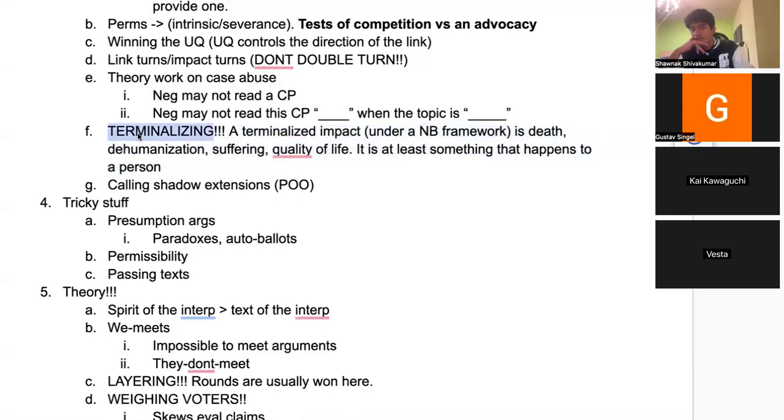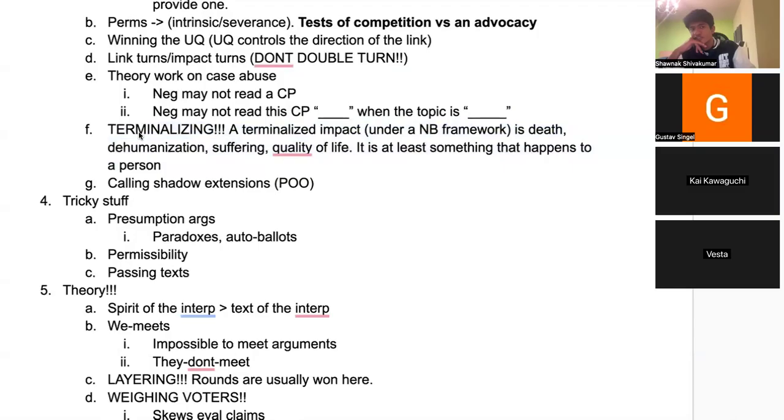Terminalizing, yeah, this is straight from Timothy Drew's paradigm, actually. You really need to make sure that you terminalize to death, dehumanization, quality of life. Suffering is probably terminalized, but don't just stop at economy, etc. Don't even stop at like more drugs for people, or like more life-saving drugs. In a tech run, literally go to extinction, genocide, like mass death, quality of life decrease, dehumanization, like tangible stuff.